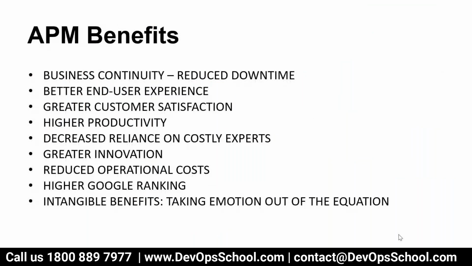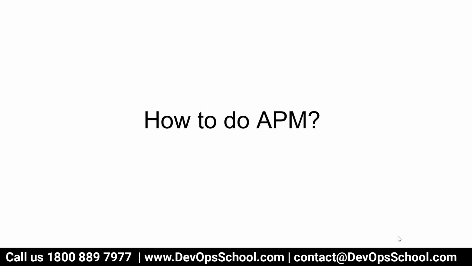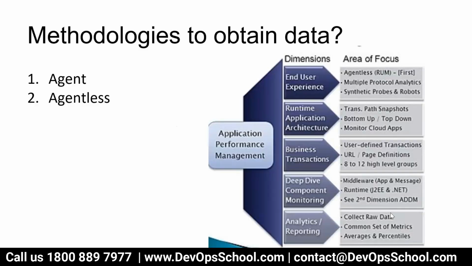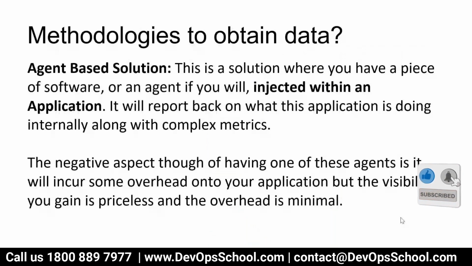I would not stress too much. So now the question is how to do APM. There are two ways, agent and agentless. Agent is the APM I'm talking about. Agentless is synthetic, actually. So what is an agent? Please read this. Can you help me understand this, all of you? How do you do APM using an agent? What is an agent here?